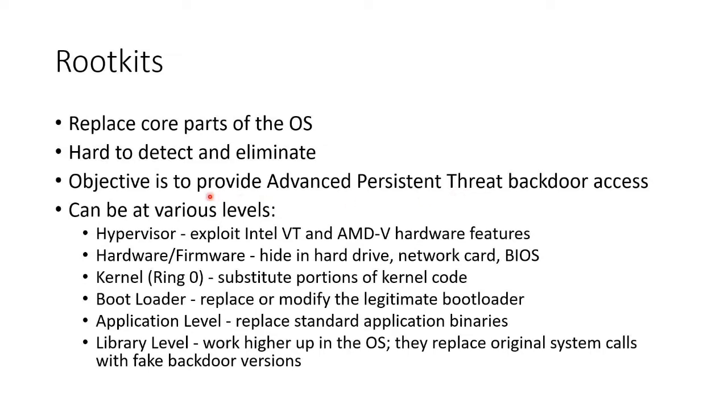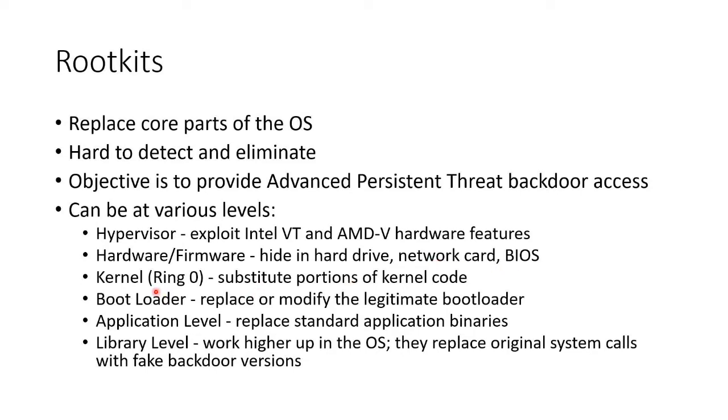Rootkits can occur at a number of levels. They can attack the hypervisor, so they can exploit weaknesses in hardware functionality, like the Intel virtualization technology or the AMD virtualization hardware features in the BIOS and the motherboard. They could be hardware or firmware related. They could hide in the hard drive, in a network card, in the BIOS.